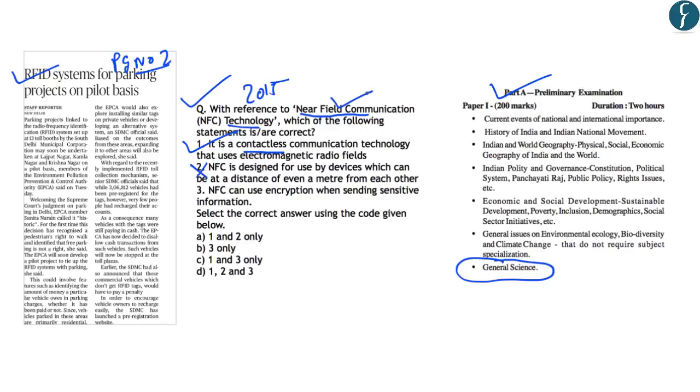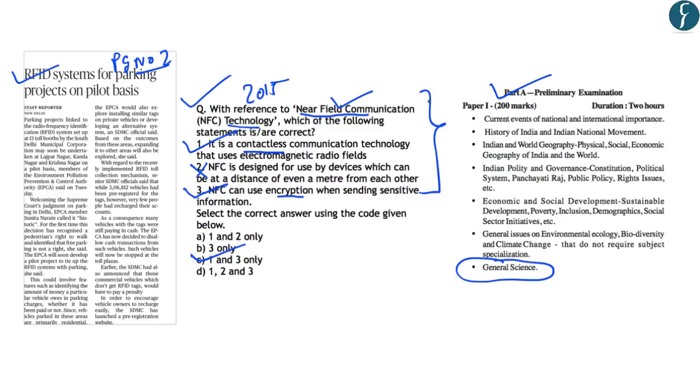So it is important that the reader is in line of sight or not for any kind of identification technology. The third statement is that the NFC can use encryption when sending sensitive information, which was also correct. Hence the correct answer is 1 and 3, that is C only. So you can expect a similar question on the RFID technology, and this was covered in the prelims compass of 2019. So at the end of today's discussion, we will have a question on this technology.